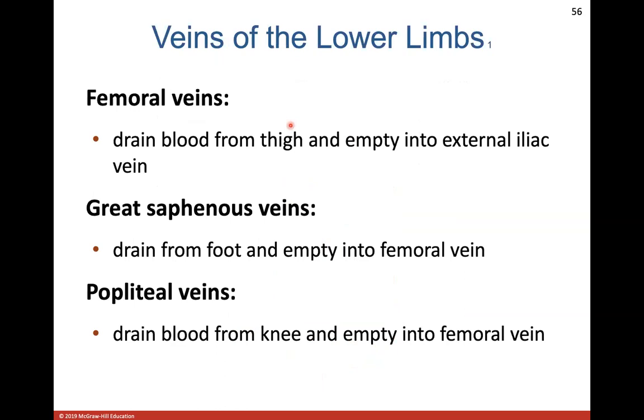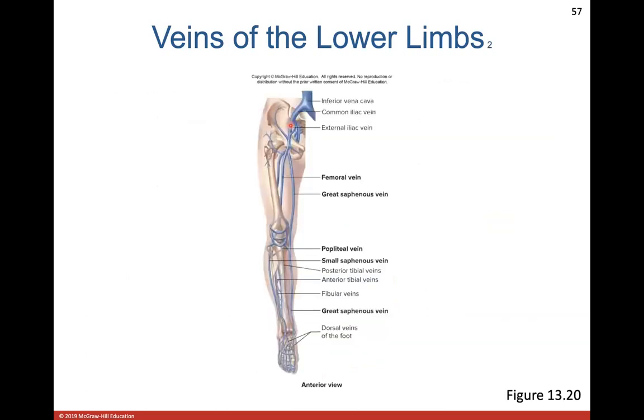Then in the lower limbs, we have femoral veins, which will drain blood from the thigh and empty into your external iliac vein. You have a great saphenous vein, which runs the entire length of the leg, draining from the foot. And then popliteal veins will drain blood from the knee and empty into the femoral vein. And this is just a look at veins of the lower limb. We see our femoral vein, the great saphenous vein, popliteal veins, all draining blood from the lower limb. And a lot of these veins will have those valves in them that we talked about to help with venous return back up to the heart as blood is flowing against gravity.